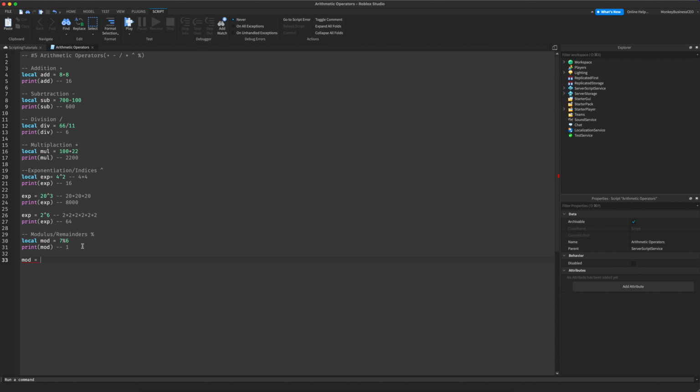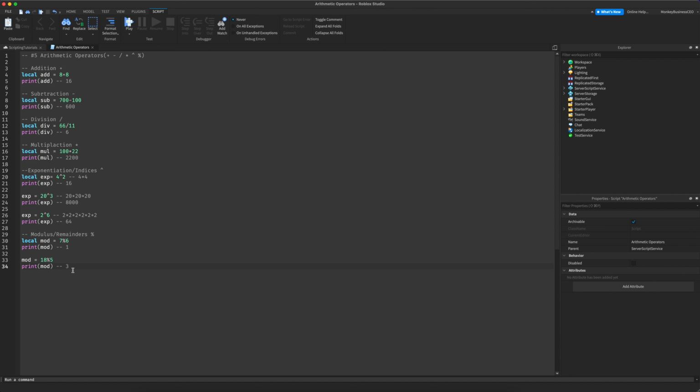And then let's just do another example. Mod equals 18 modulus 5. So if we print mod, then that would print 3, because 5 plus 5 plus 5 is 15. But if you do plus 5 again, that's going to be 20. So 18 minus 15 is 3.